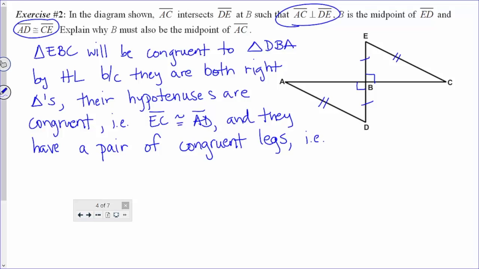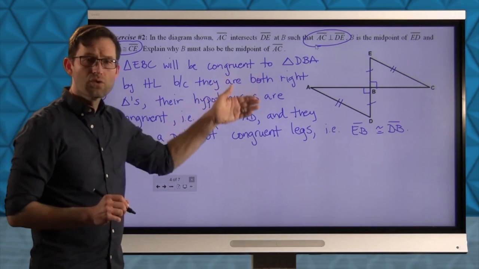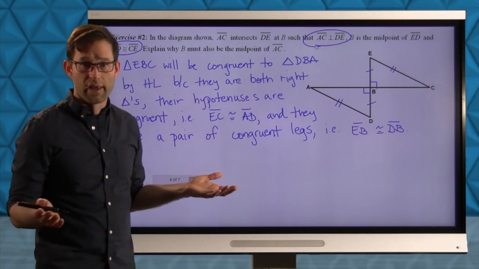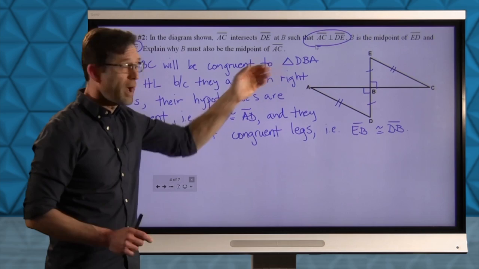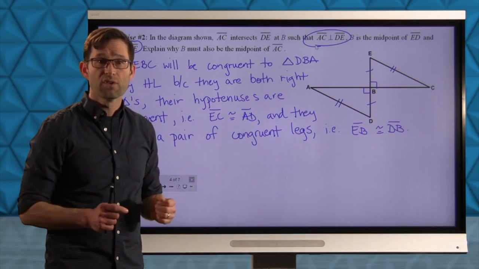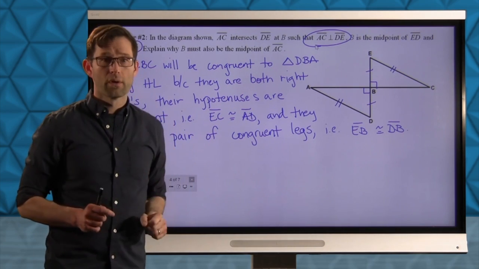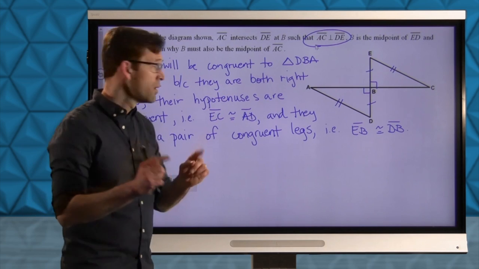I.e., what is that? EB is congruent to DB. Okay? So those two triangles will be congruent by hypotenuse leg. Right? We've got the two legs congruent because B is the midpoint. We've got the hypotenuse congruent because that was given to us. And, very important, we have right triangles.